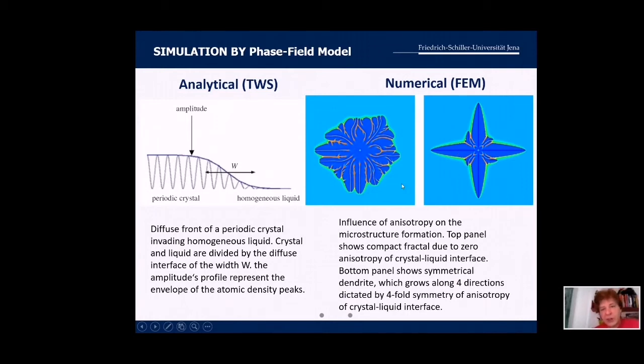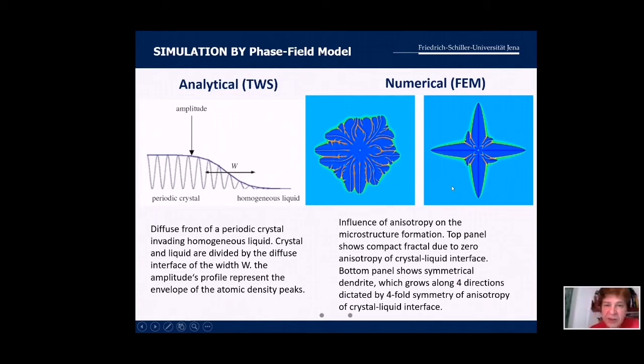Here we solve these equations by the finite element method, and these two pictures show us two different structures. This structure is called a dendritic structure or paraboloidal structure in space, and this, I would say, is a disordered structure, which can be characterized as a fractal. More specifically, this is a compact fractal structure. So what is the difference between these two modeling results?